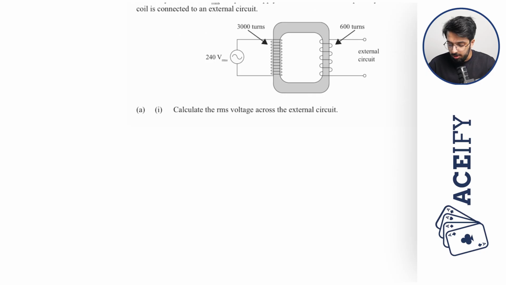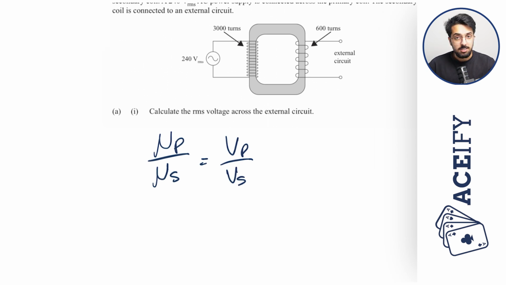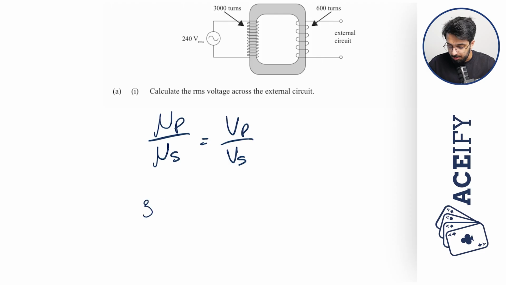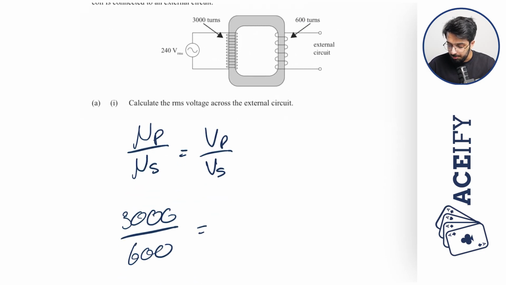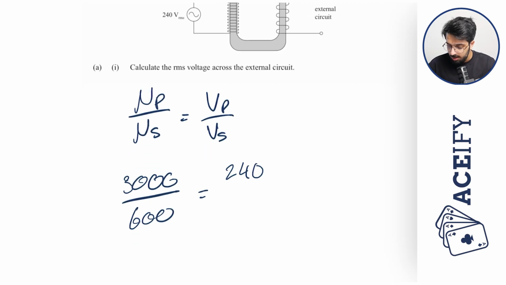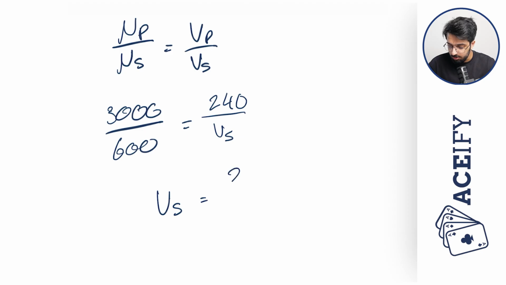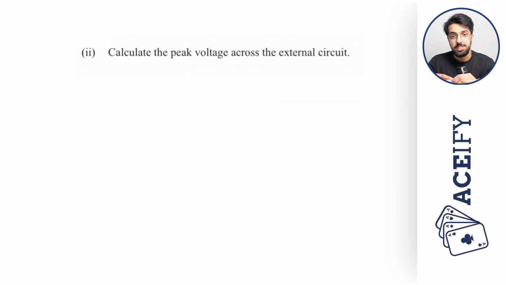Alright, so we obviously know for our transformers, NP over NS is equal to VP over VS, where P stands for primary and S stands for secondary. It says over here that we have 3000 turns in our primary and 600 turns in our secondary, and that's equal to the voltage of our primary, which is 240 volts, and we're trying to find the voltage of our secondary. And so therefore VS is equal to 240 divided by 3000 divided by 600, and this gives a VS of 48 volts.